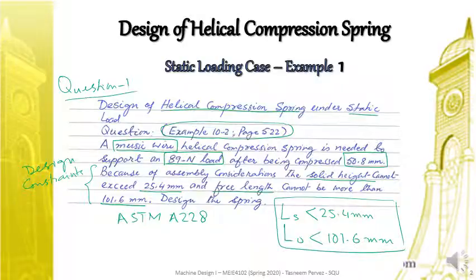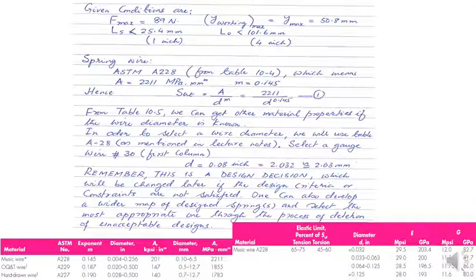Now let's see how we'll... Now we will basically look at the parameters again. The parameters that we have are the force, which is 89 Newton. I have the working deflection of 50.8 millimeter. The shut length is 25.4 millimeter, and the free length is 101.6 millimeter.